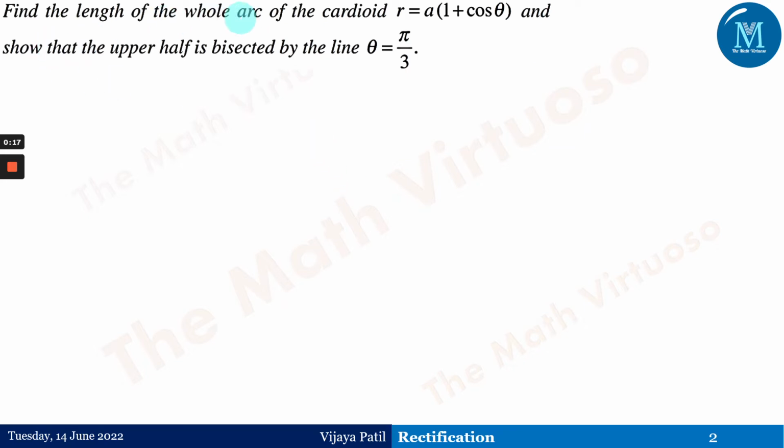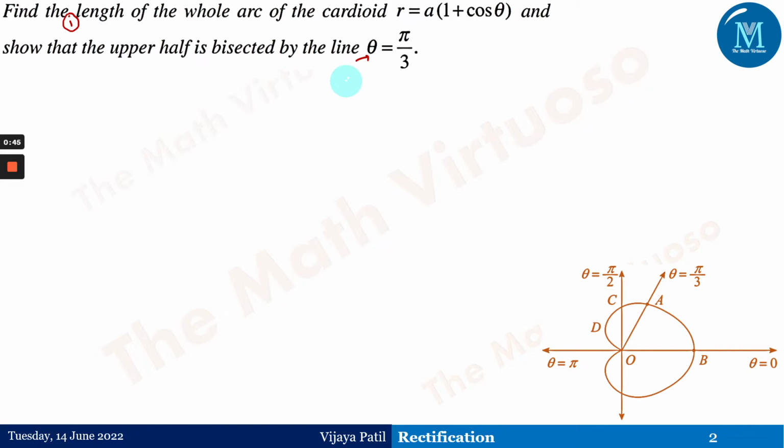Find the length of the whole arc of the cardioid r = a(1 + cos θ), and show that the upper half is bisected by the line θ = π/3. So in this case we have to find out two different things. First of all, the length of the whole arc of the cardioid, and the second is we have to show that the upper half is bisected by the line θ = π/3.